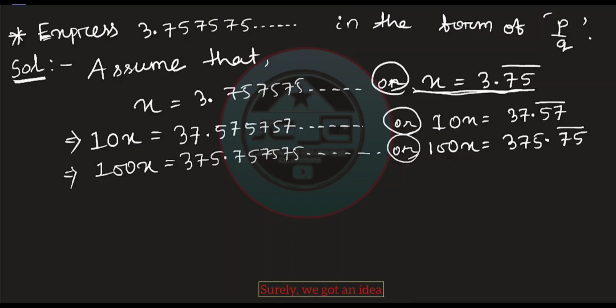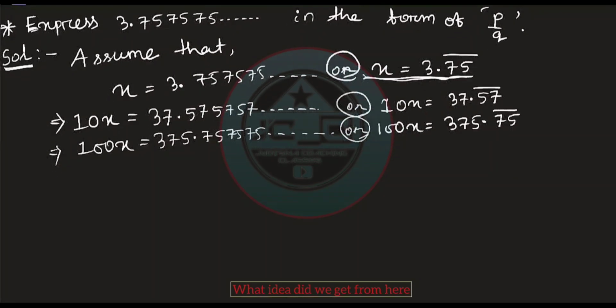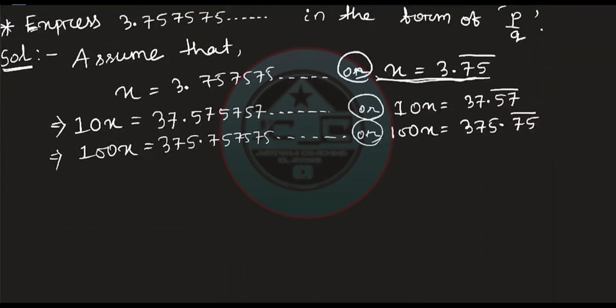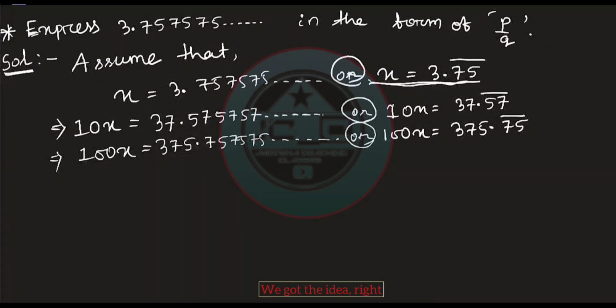Now look, we got an idea. What idea did we get from here? Look, after the decimal the same string 757575 appears in both, so the decimal parts are equal. You mark this equation as equation 1 and the other as equation 2. Until we get the same digits, we keep increasing the zeros in the multiplication. We got equation 1 and equation 2, right?